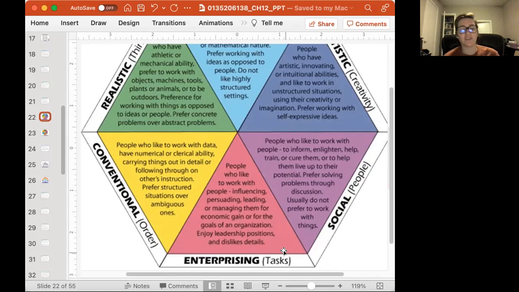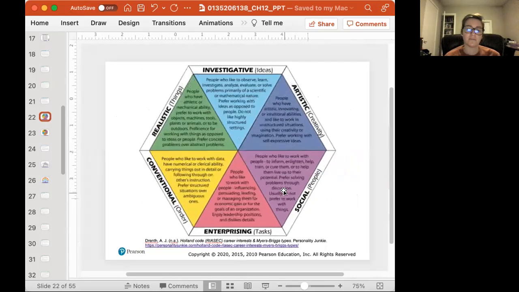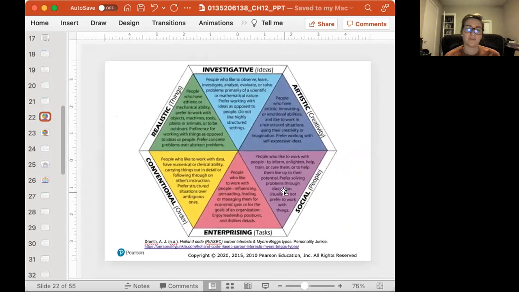And lastly, the conventional likes order. So these are people who like to work with data, have numerical or clerical abilities. They carry things out in detail or follow through on others' instructions. They prefer structured situations over ambiguous ones. All right.